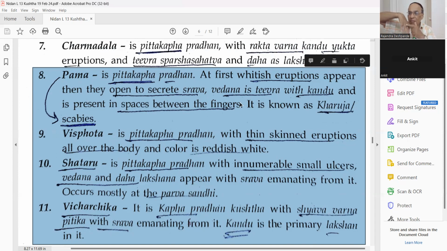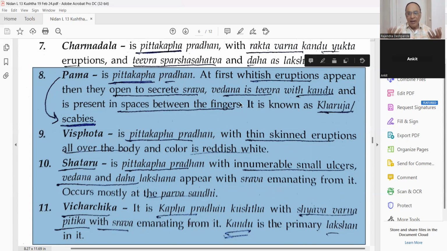Pama is very common. Pama is scabies, very contagious. If one of the family members has it, keep his clothes and all these things separate, because this can spread from one to another. And even the doctors treat all the family members at the same time.